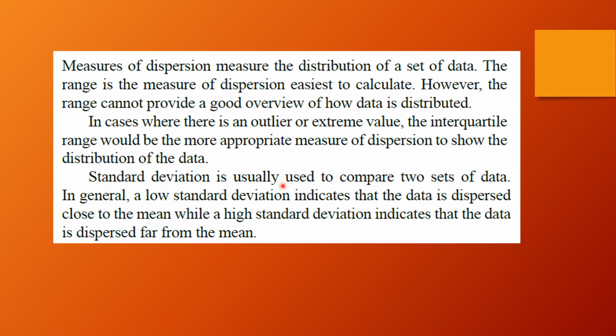Standard deviation is usually used to compare two sets of data. In general, a low standard deviation indicates that the data is dispersed close to the mean, while a high standard deviation indicates that the data is dispersed far from the mean. So now we look at some examples so you can understand better which measure of dispersion can be used to compare two sets of data.